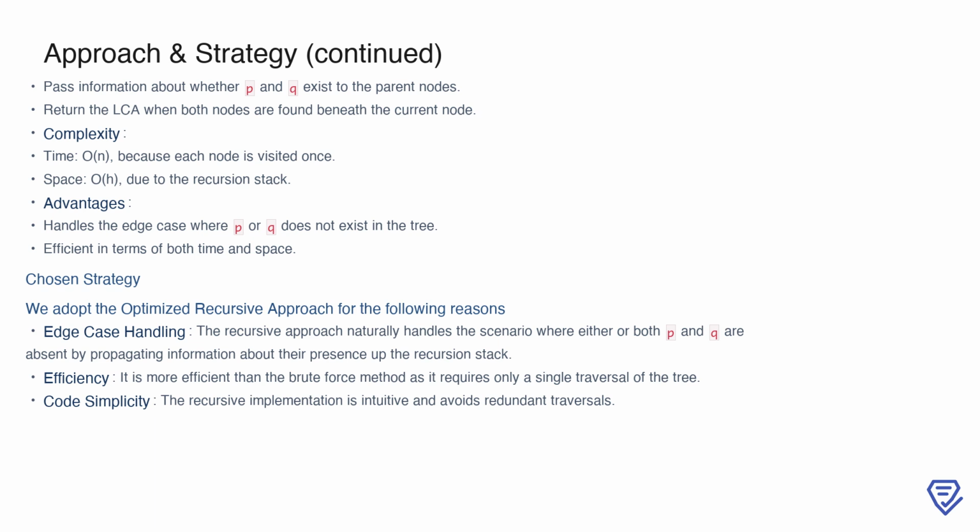One of the key advantages of this strategy is its ability to handle the edge case where one or both nodes are missing. By propagating information about the presence of P and Q up the recursion stack, we ensure that the solution remains valid even in these scenarios. Additionally, this method is more efficient than the brute force approach, as it avoids redundant work, and its recursive nature lends itself to cleaner, simpler code. For these reasons, the optimized recursive approach is the chosen strategy for this problem.